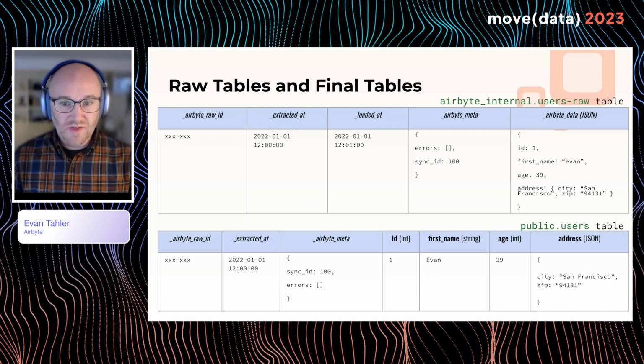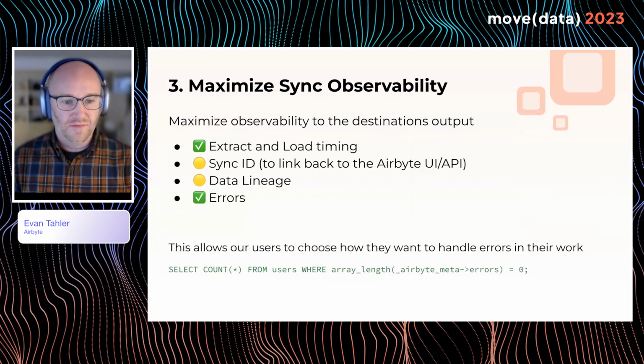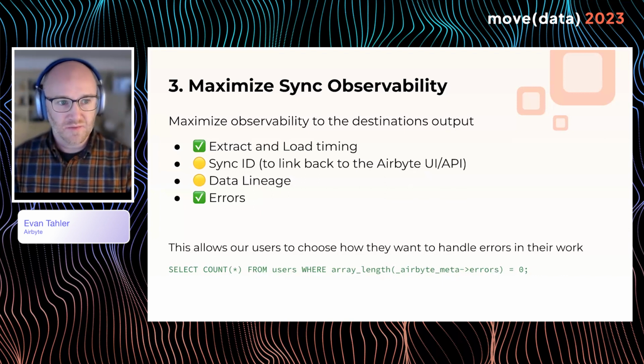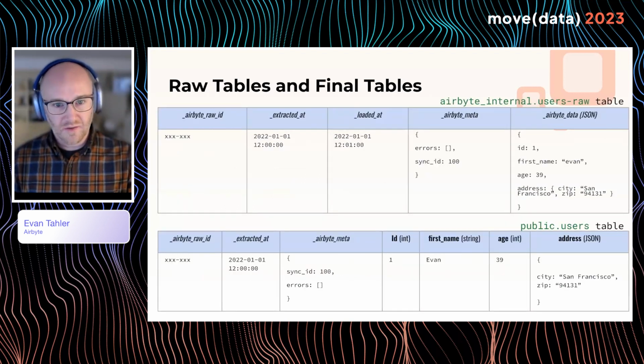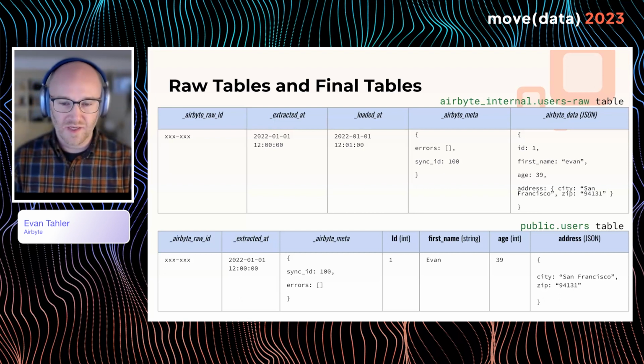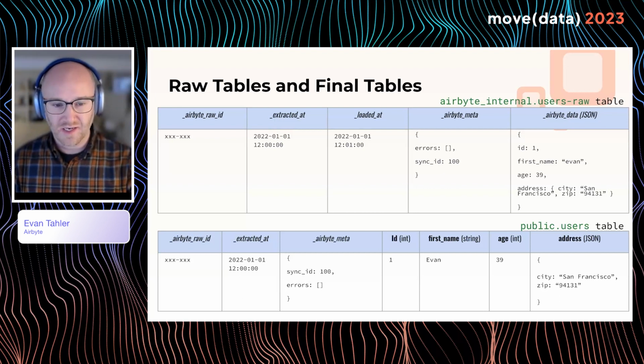So this has a bunch of really nice properties that we'll get into in a later slide. But first, we can talk about observability. You'll notice back in the previous slide that we include that meta column early on, so we can start presenting errors and sync information to you from as early into the process as we can, and then it'll get bubbled up to those final tables.